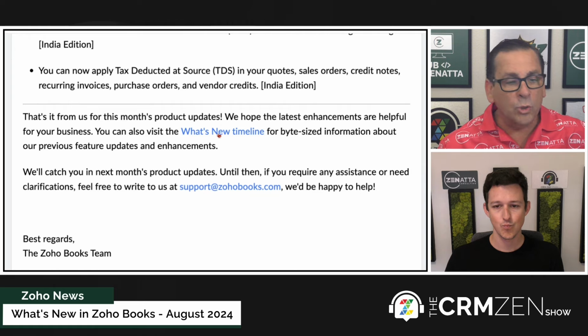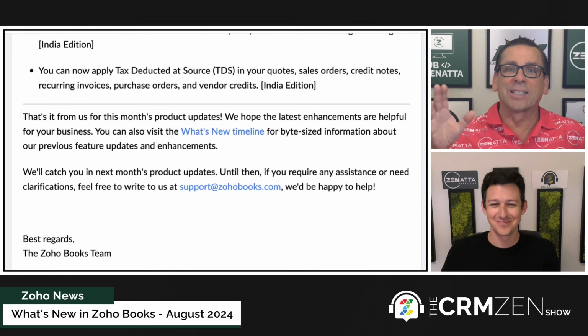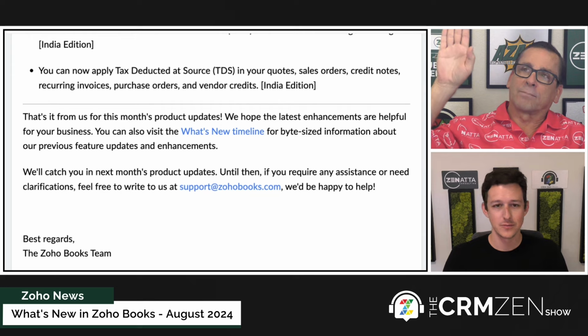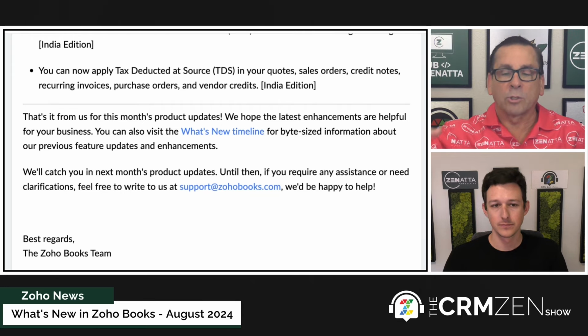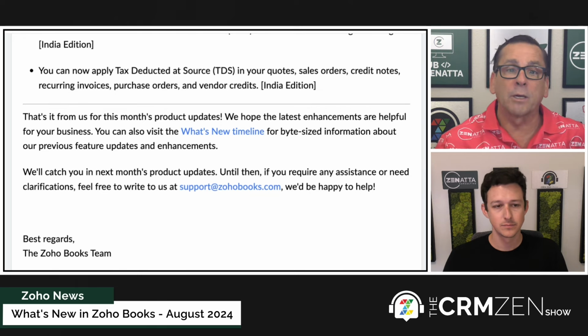You do have the what's new timeline, which I think if I clicked on would take me to my version of Zoho Books. We're not going to do that live. But in your Zoho Books, you actually do have a little tab up at the top where you can see everything that's new, when it's coming, what the changes are, what they do, and you can keep tabs on all of this real time as well.